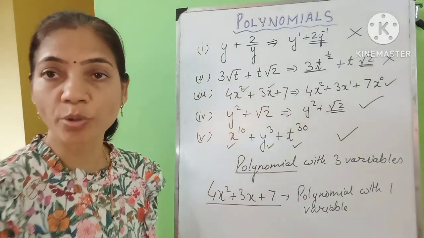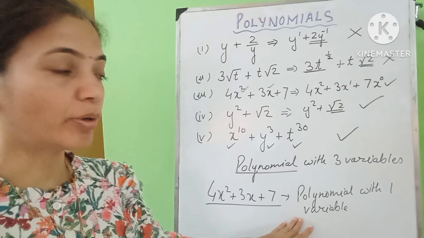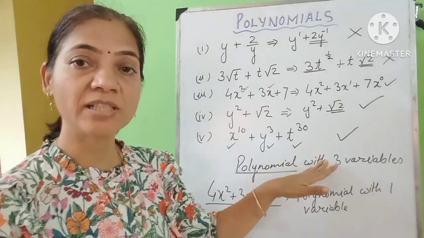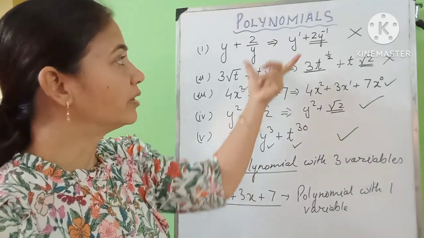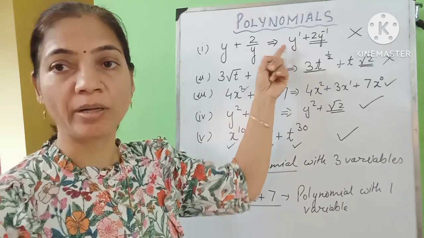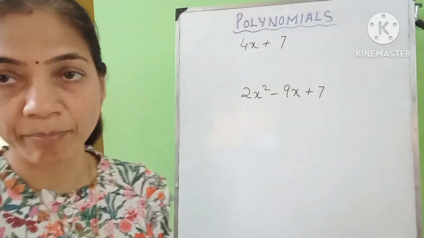How many variables do you have? Doesn't matter. You can have a polynomial with one variable, you can have a polynomial with 3 variables, you can have a polynomial with 2 variables, you can have a polynomial with n variables also. But the power of the variable should be a whole number. Now let us go deeper into polynomials and understand them better.